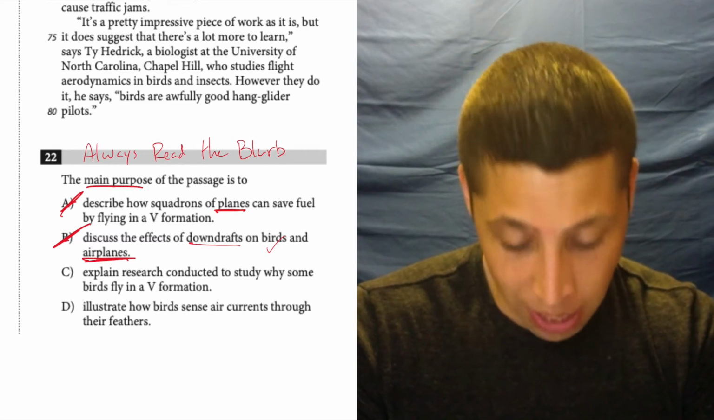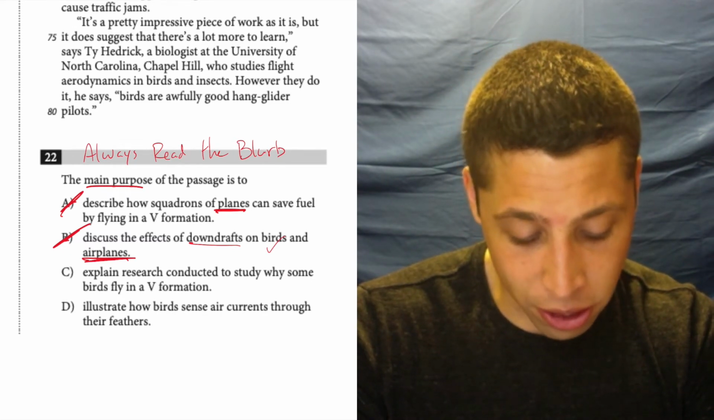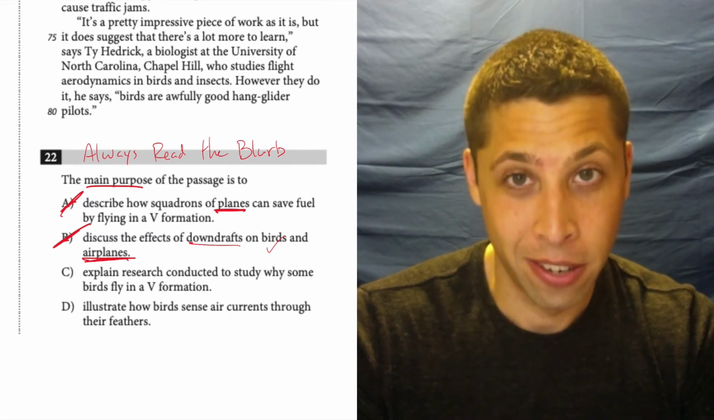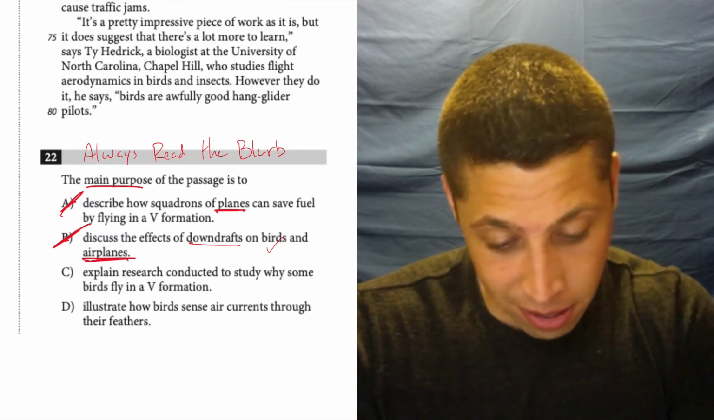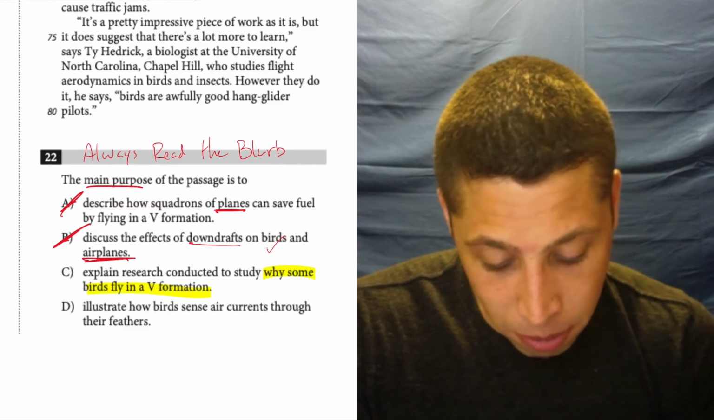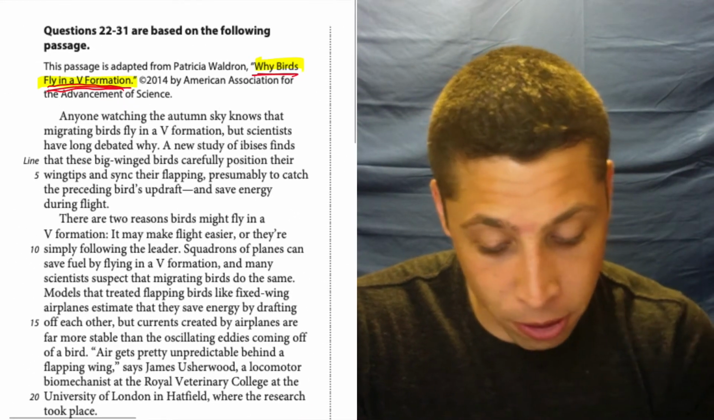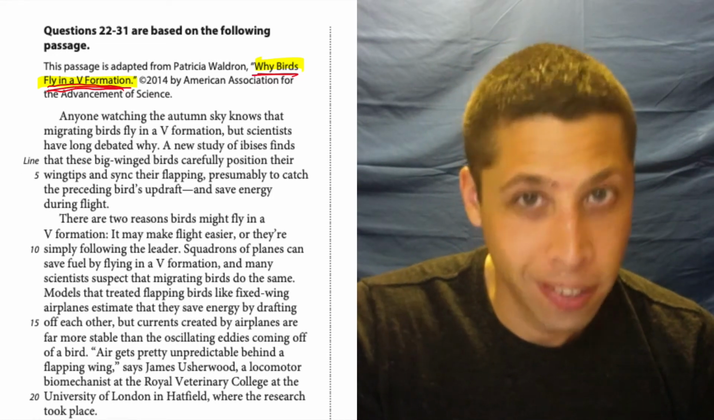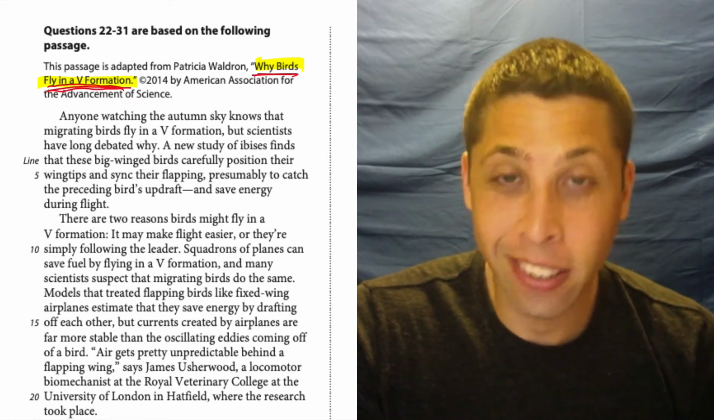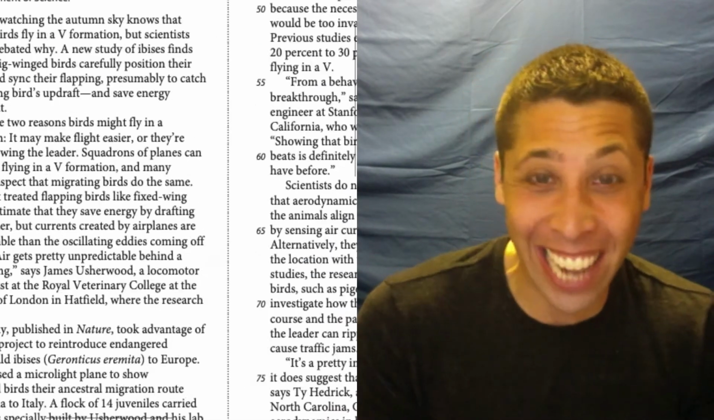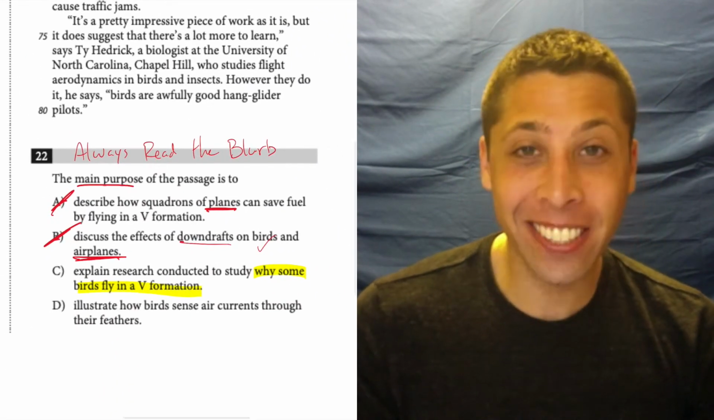C. Explain research conducted to study why some birds fly in a V formation. Oh my God. Why some birds fly in a V formation. Why birds fly in a V formation. I mean, come on! You can't get this wrong. It's right there. Right? I mean, it's the same.